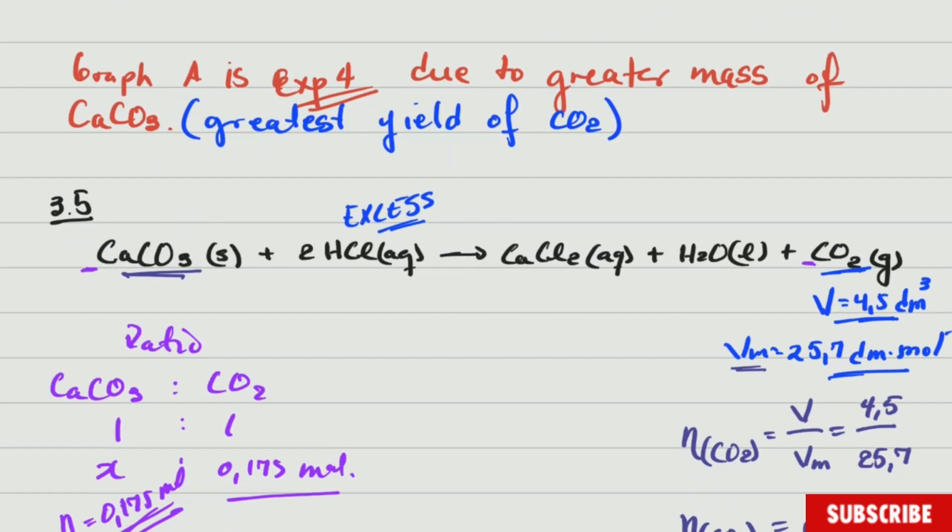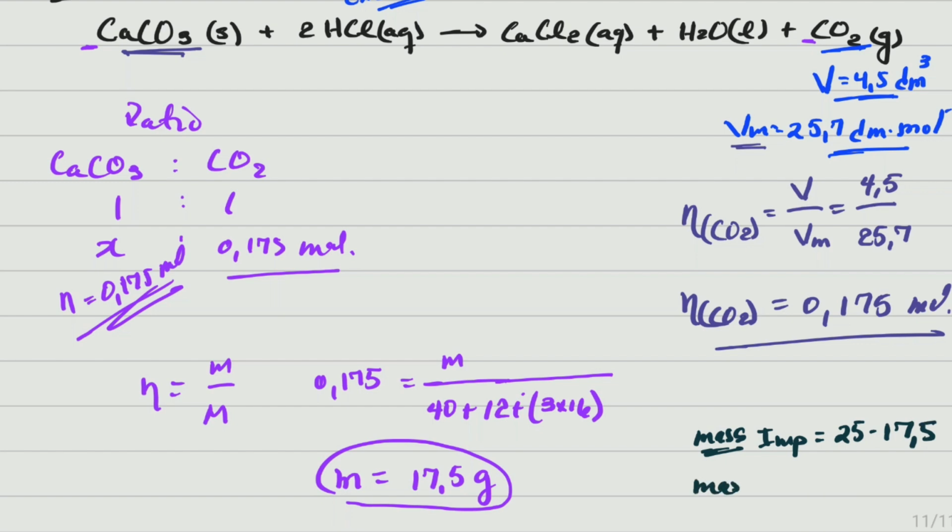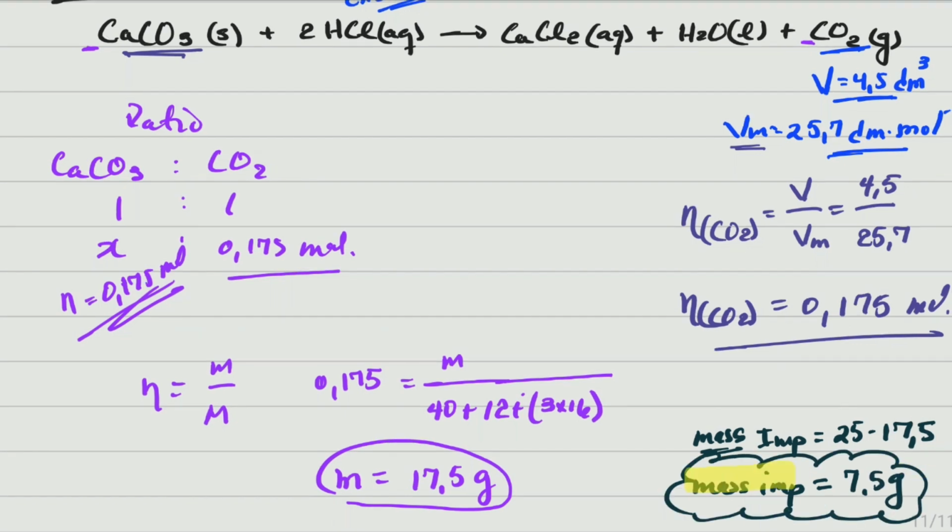But if we go to the question, we did use 25 grams in the table. So if out of 25, 17,5 reacted, how much is left? So the mass of calcium carbonate which is impure, I'm going to leave it there, is equal to 25 minus 17,5, and then the mass of impurities is going to be equal to 7,5 grams. Answer: this is the mass of impure calcium carbonate.